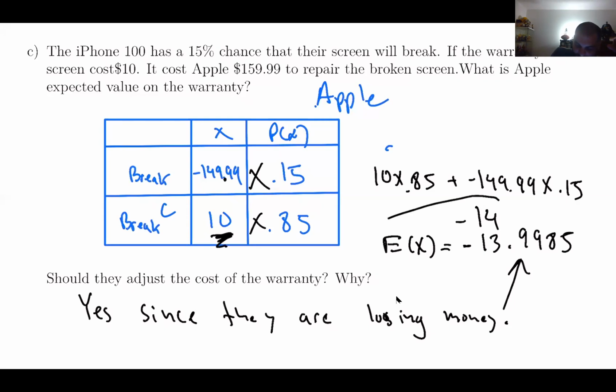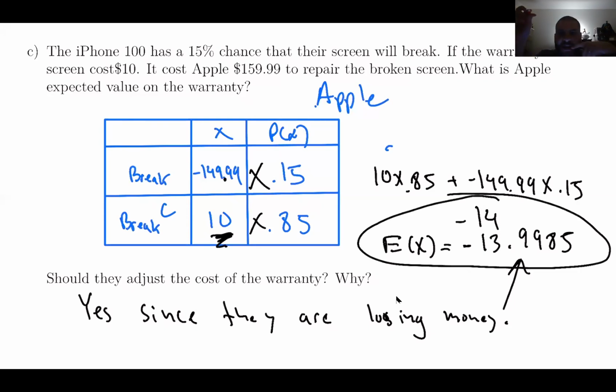All right, so this is the new answer. If you look at it, it's negative 13.9985, but essentially this 8 is going to round up this 9, which is going to round up this 9, which just rounds this up to $14. And that's it. All right, so they're losing $14 every time they sell this warranty, which sounds a little bit better versus $100 and something.